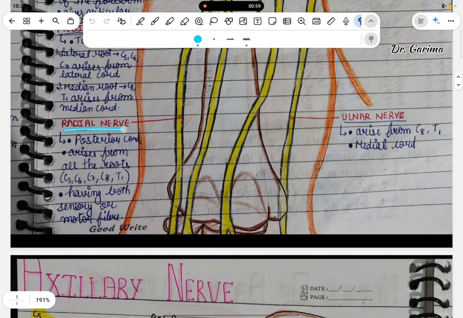Then the radial nerve is the posterior cord nerve and it arises from C5, C6, C7, C8 and T1 and has both sensory and motor fibers. Then last is our ulnar nerve. It arises from C8, T1 and the medial cord.